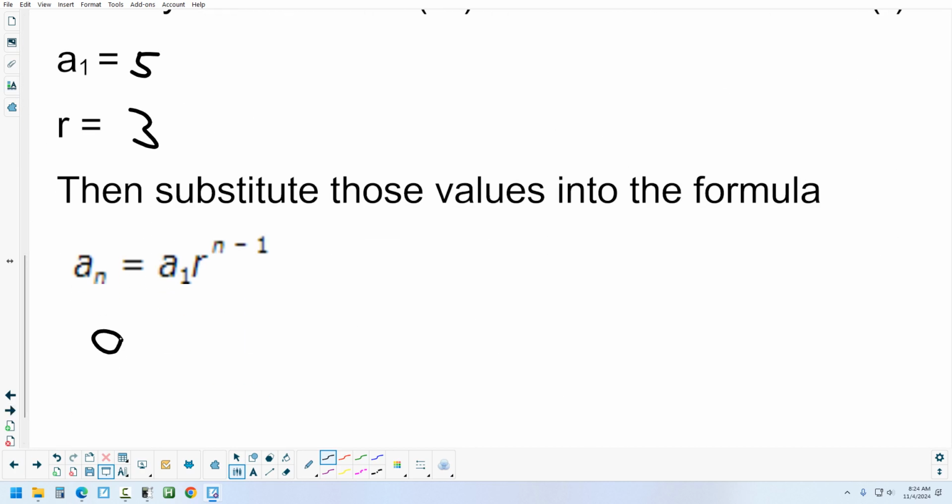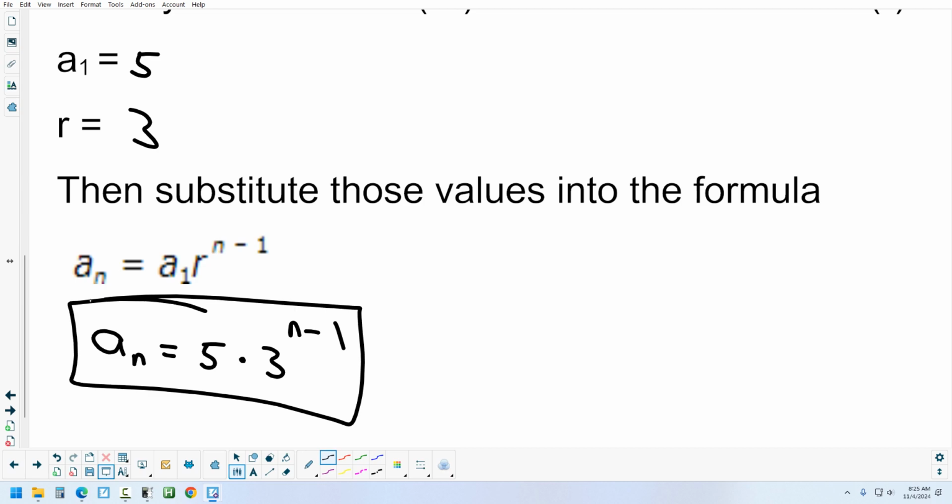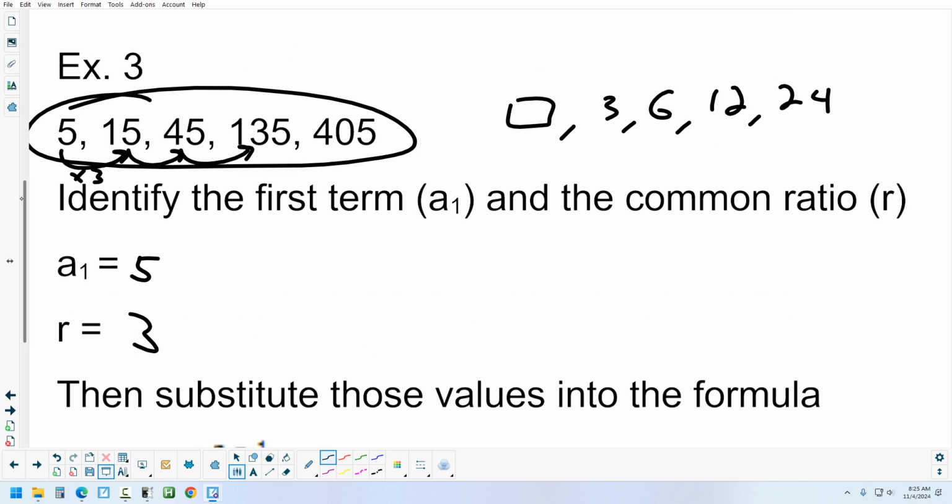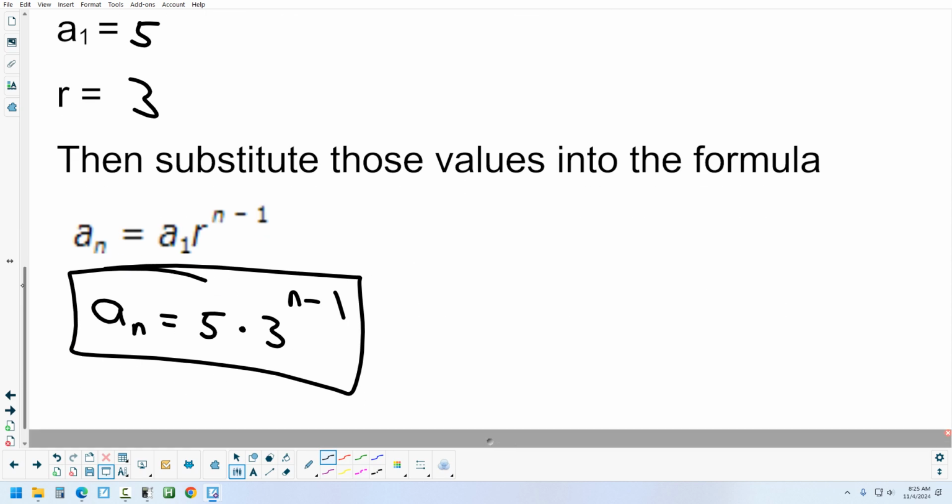Now, take those two numbers and substitute them into the formula. A sub n doesn't change. What did we just say A sub 1 is? 5 times. We just said R is 3 to the n minus 1. That's your formula. So now if you wanted to know what's the 200th term in that pattern, take the number 200 and fill it in right there. 200 minus 1 is 199, and then you're going to need your calculator to do that out. Okay, so this n minus 1 is an exponent. That's why it's up higher.